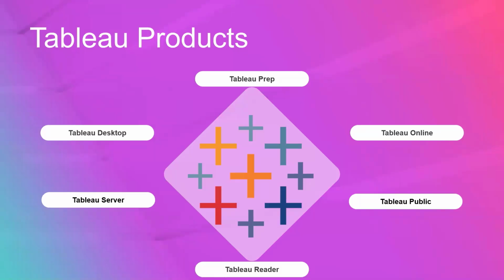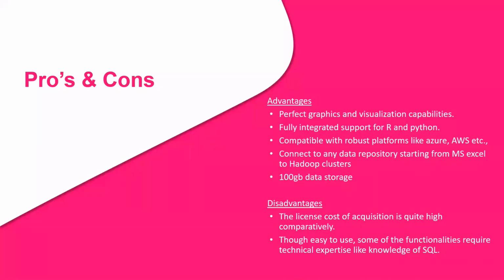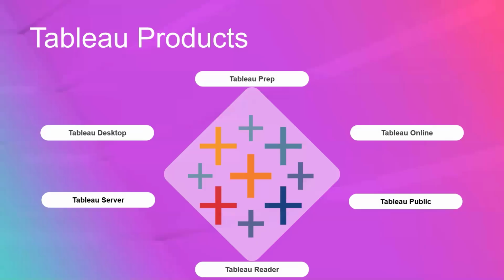Now coming to Tableau products. There is Tableau Prep, Tableau Desktop, Tableau Server, Tableau Reader, Tableau Online, and Tableau Public. We will talk about each of them in detail in our next session. But before that, what are the basic differences? Why am I talking about these? If you remember, I just told you about the first disadvantage: license cost of acquisition is quite high comparatively. Now, what do I mean by that?